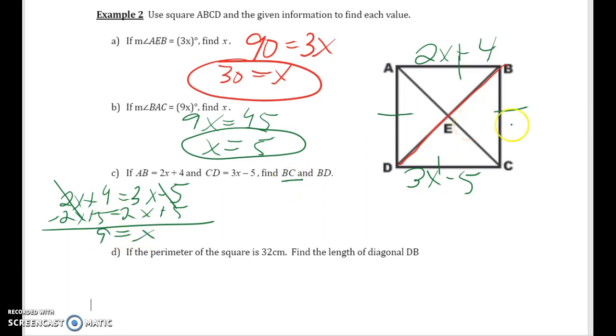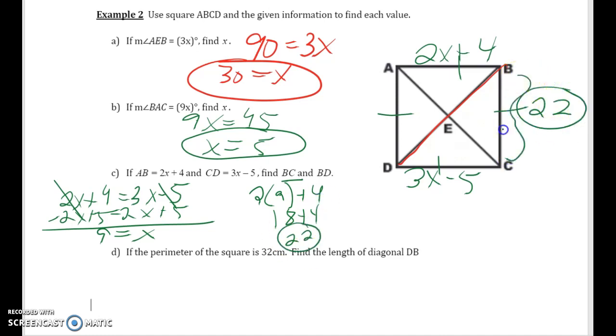And we want to substitute in to get BC. 2 times 9 plus 4. 18 plus 4 is 22. So BC is 22. And now we need to find the diagonal BD. Well, we know that CD is also 22. And so we can use Pythagorean theorem since all the angles in a square are right.